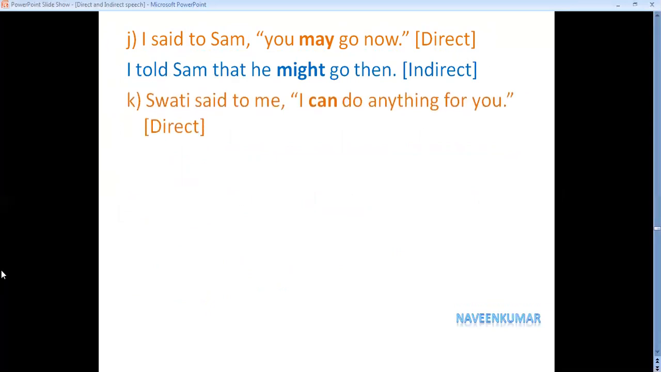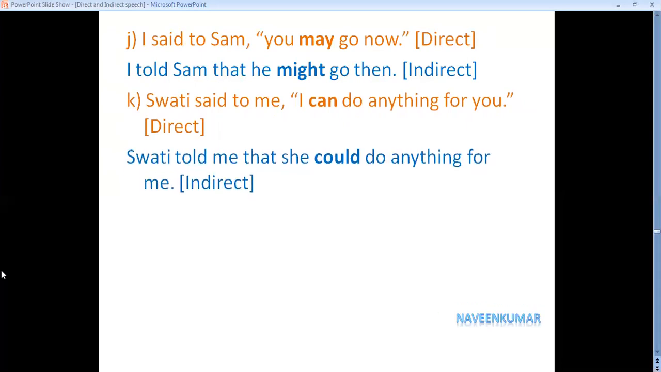Swati said to me, "I can do anything for you." That is the direct speech. So now identify the direct speech. What are the changes that we can make? I can do anything for you. What is the modal verb there? Can. So can becomes could in indirect speech. Swati told me that she could do anything for me.